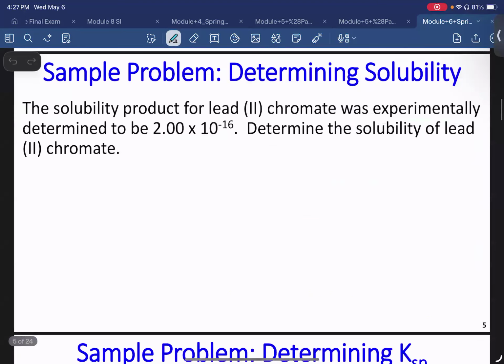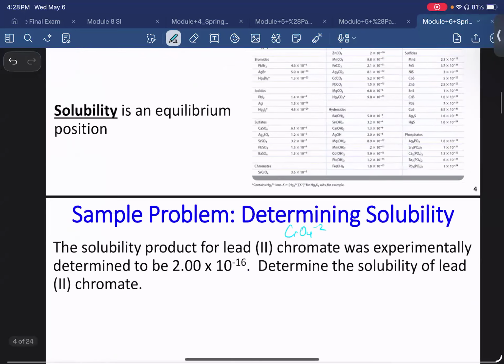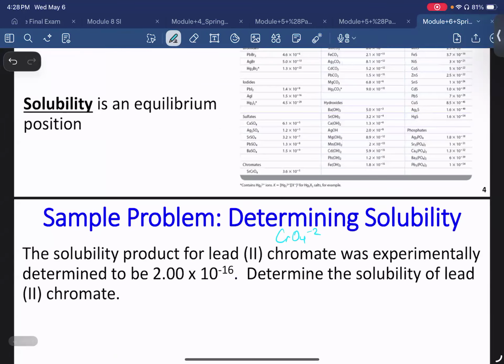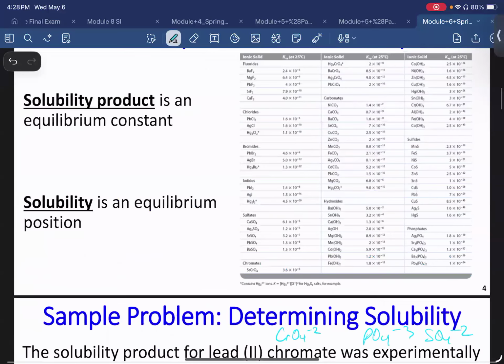You want to make sure you're familiar with these polyatomics. So chromate is CrO4 -2, I believe. Yeah, it's -2. Phosphate is PO4 -3. Sulfate is -2. Chlorates you could be familiar with as well, though chlorates are pretty soluble. You just want to be familiar with a decent amount of these ions.